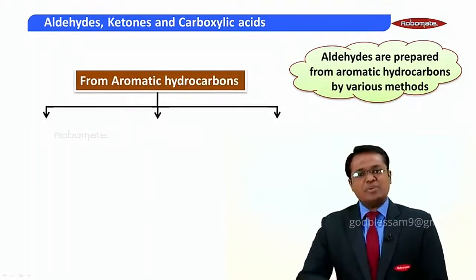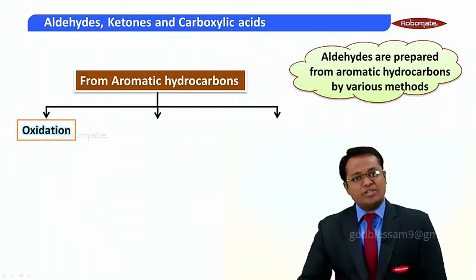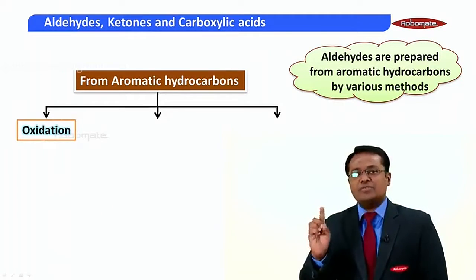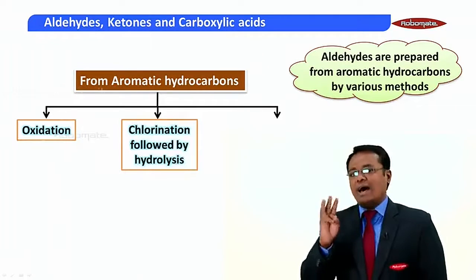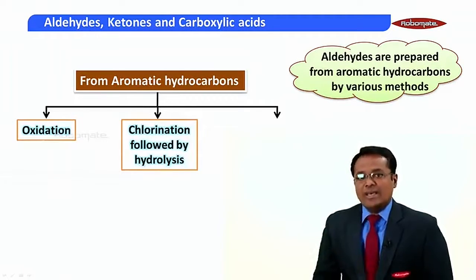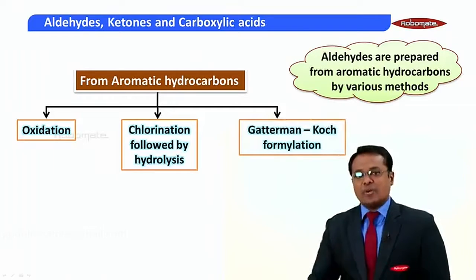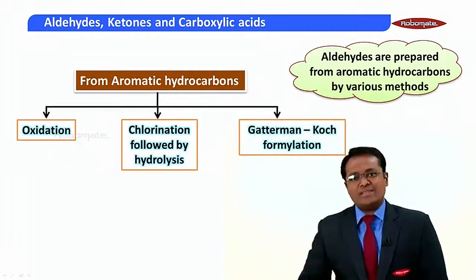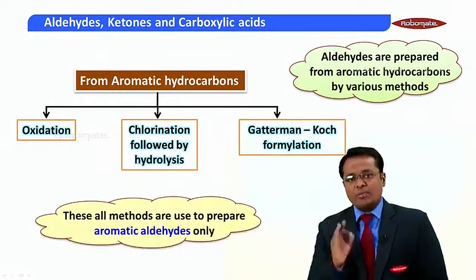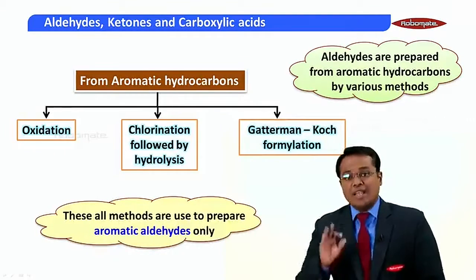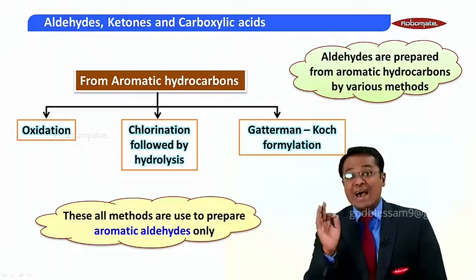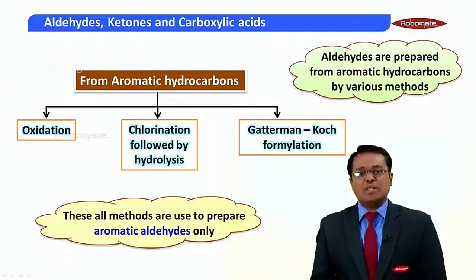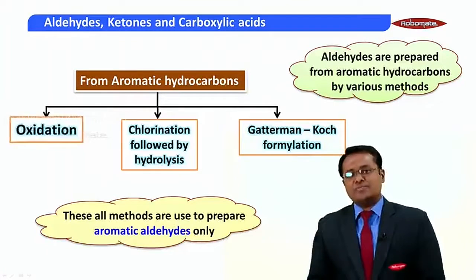The first method is by oxidation. The second method is chlorination followed by hydrolysis. And the third method, the most important one, is the Gattermann-Koch formylation reaction. In all these three reactions, you can prepare only aldehydes, and especially only aromatic aldehydes. Let's discuss the first one, that is by oxidation.